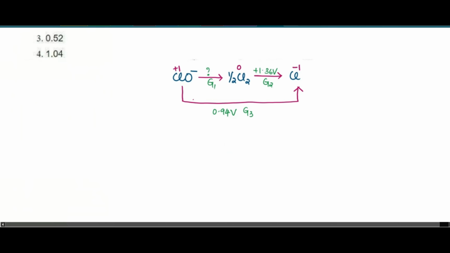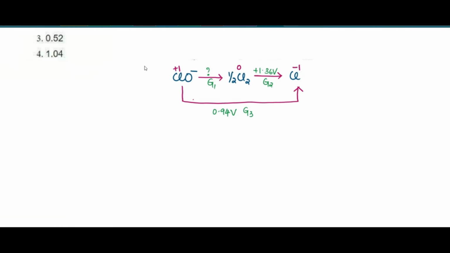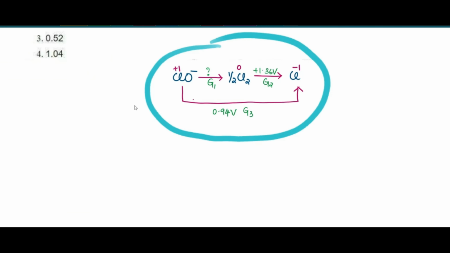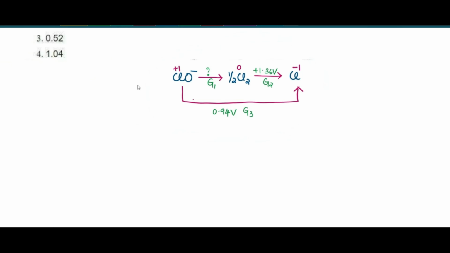Whenever you have a Latimer diagram, you can never add the potentials directly. That is, you cannot write that this potential plus this potential equals this potential. You cannot do it like that. Instead, you write it in terms of Gibbs free energy: G1 plus G2 is equal to G3.